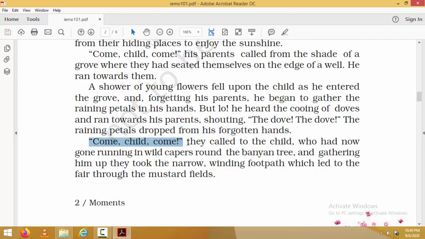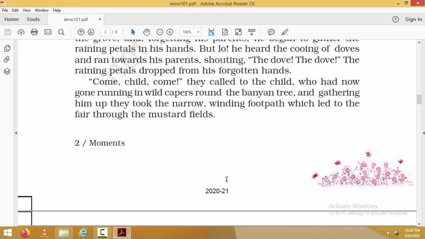Again, come, child, come. They called to the child, who had now gone running in wild capers around the banyan tree, and gathering him up, they took the narrow, winding footpath which led to the fair through the mustard fields. They went through the mustard fields to the fair.